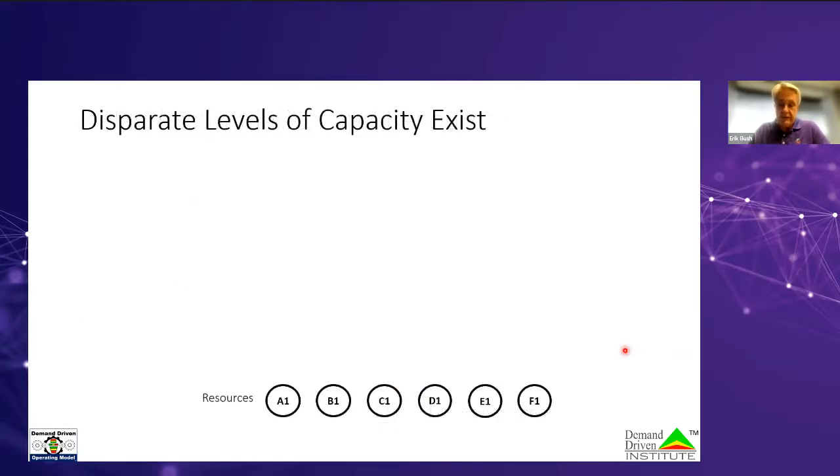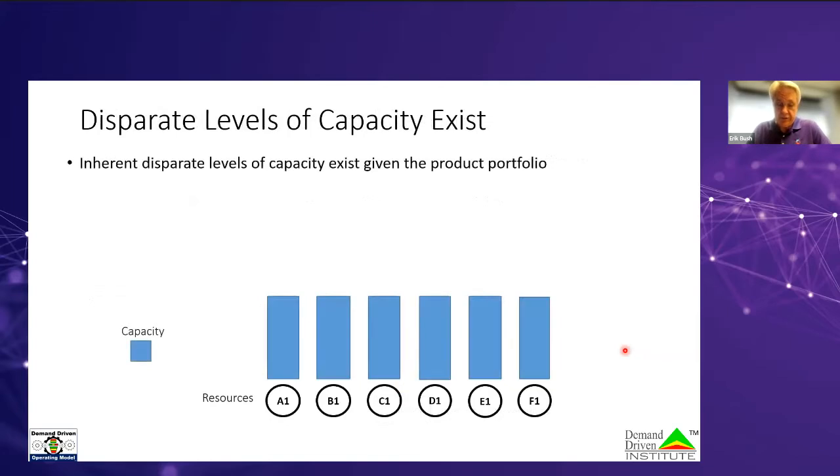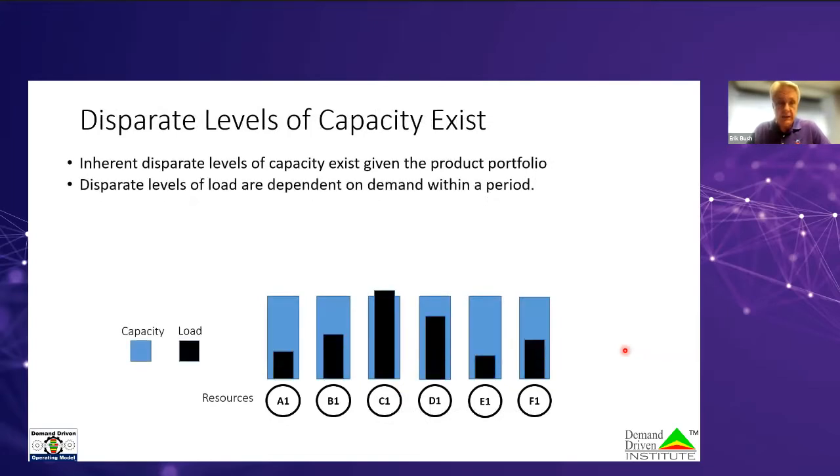So we've got the idea that we understand that there are disparate levels of capacity. And so if we can understand load against the actual capacity and have visibility to that, then we can understand where we may need to make changes. In this case, item C is probably going to be our drum resource because it's got a capacity limitation unequal to what the actual load would be.